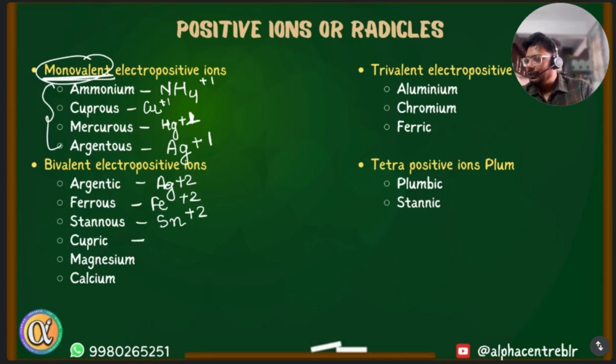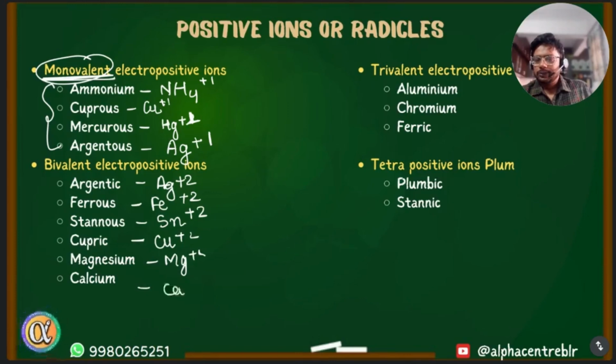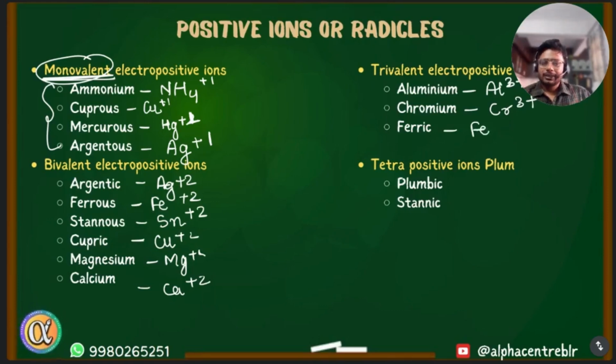Okay. This needs to be learned. There is no shortcut to this. Cupric is Cu2 plus, magnesium is Mg2 plus, and calcium is Ca2 plus. Okay, aluminium is Al3 plus. Let's quickly finish. Whoever knows can just tell. So chromium is Cr3 plus. Ferric is Fe3 plus. Plumbic is Pb4 plus. And stannic is Sn4 plus.